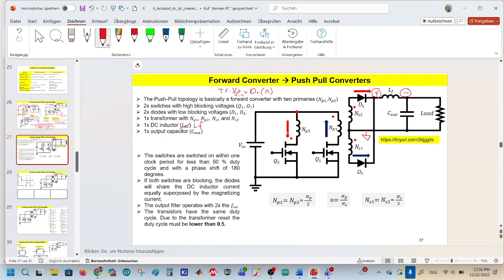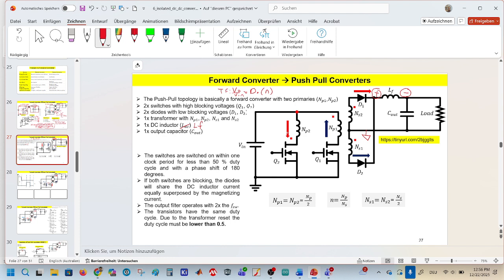demagnetize, or in order to give a time period for this output inductance to discharge its energy. We will see how it works. And the switching frequency of the primary side is not the same as the secondary side, or the current that flows on the inductance.